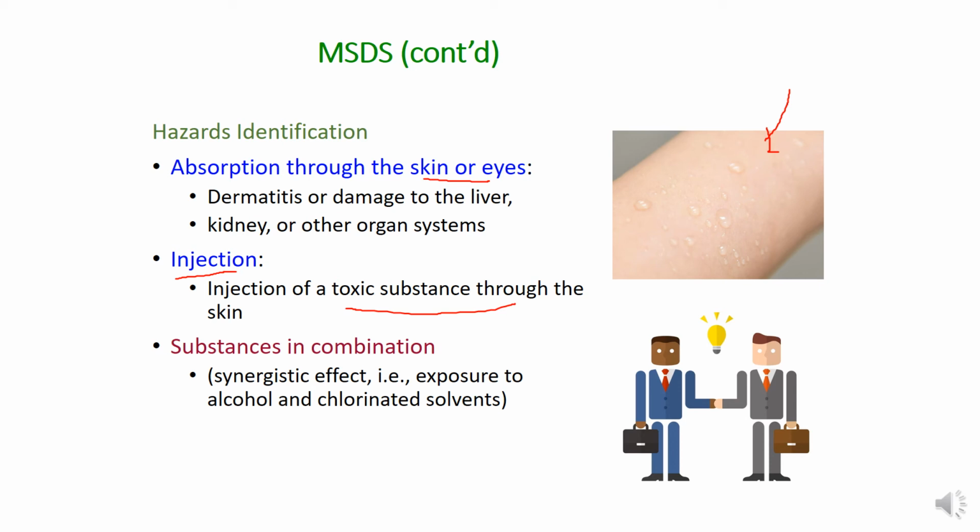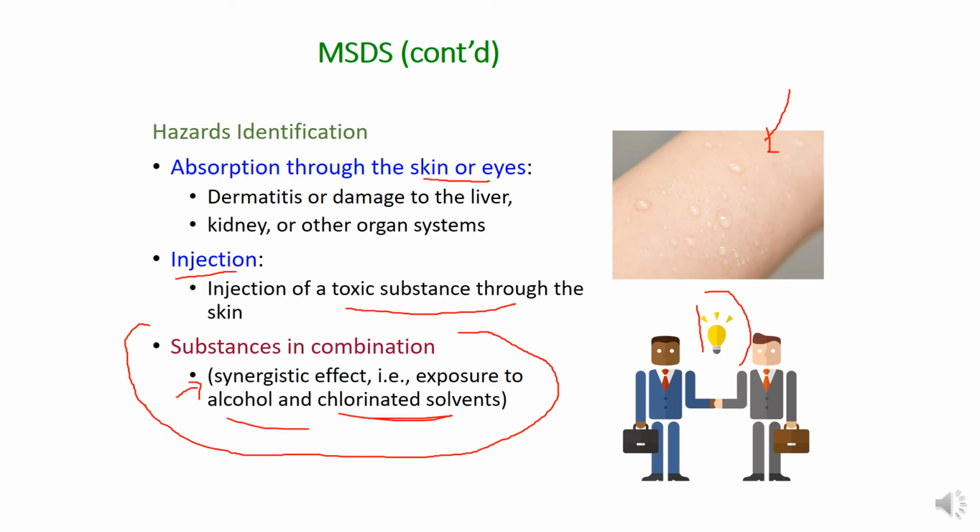And this is very important. Sometimes some substances, for example two chemicals, if we use them together, have a very strong effect. We call it a synergistic effect. So what is the synergistic effect? It is the combination of two chemicals to make a stronger effect. For example, some alcohols and chlorinated solvents, once they mix together, their exposure is higher compared to the individual chemicals.